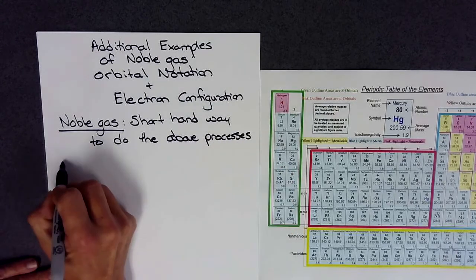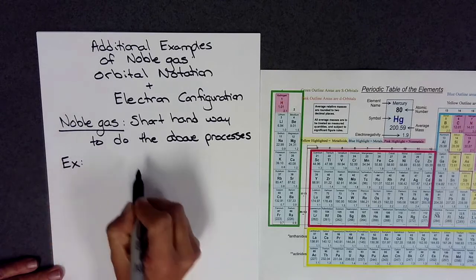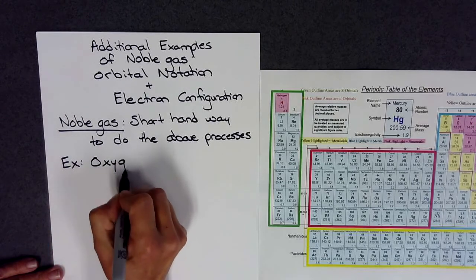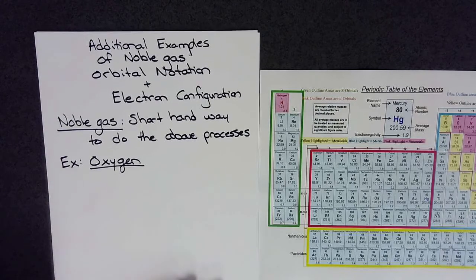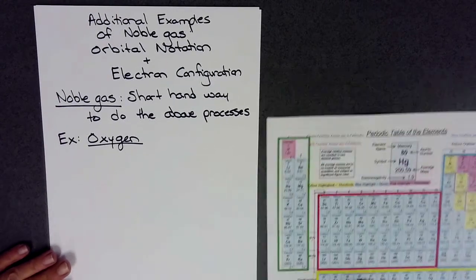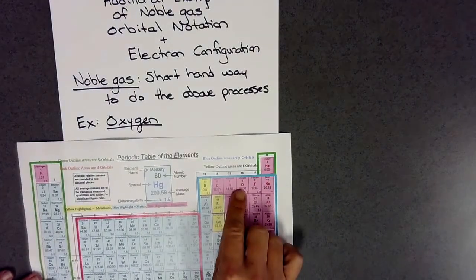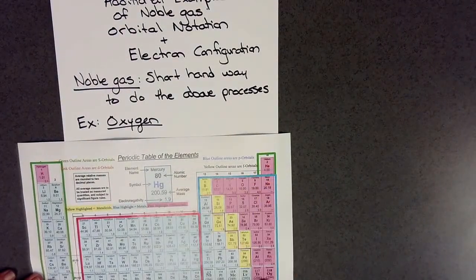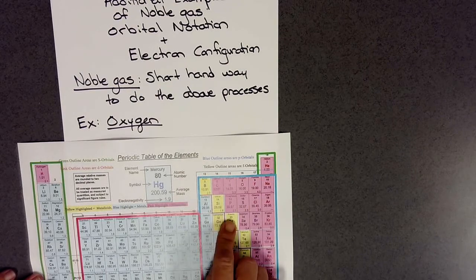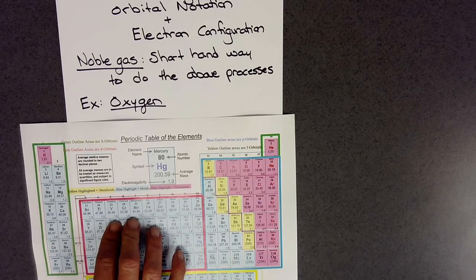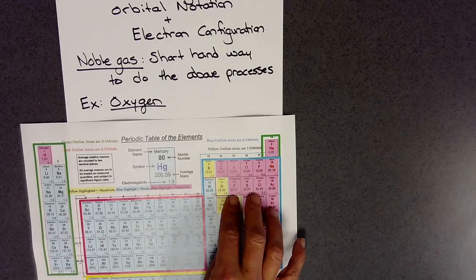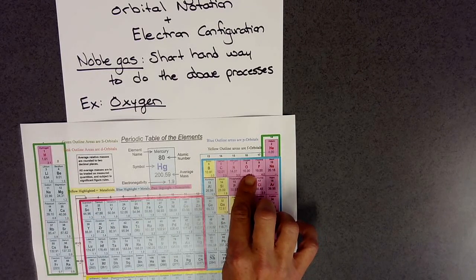So for this example, I'm going to go ahead and use oxygen. As you guys recall, oxygen is my favorite element, so I want to use that example. Looking at my periodic table, oxygen is here, in the p orbital region. When I did the other examples, we were using elements down here in D, but we can also use the noble gas configuration for elements in S or in P. So again, I'm going to use oxygen.